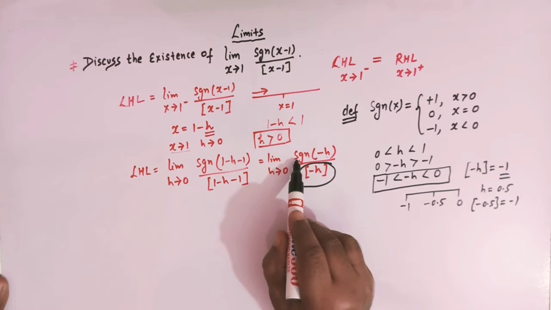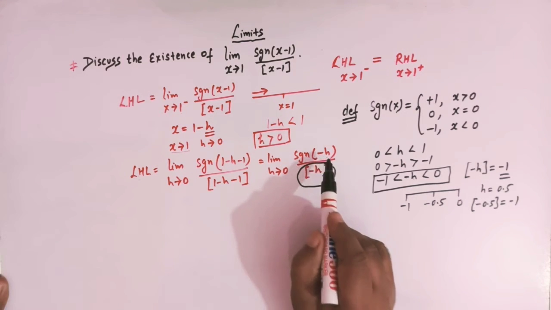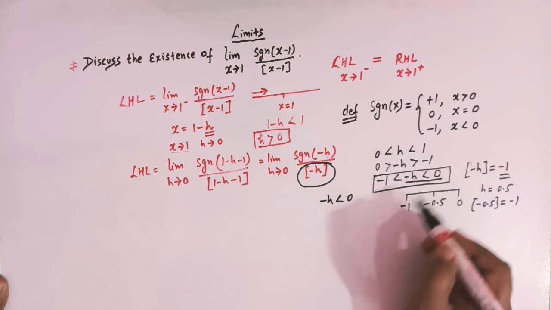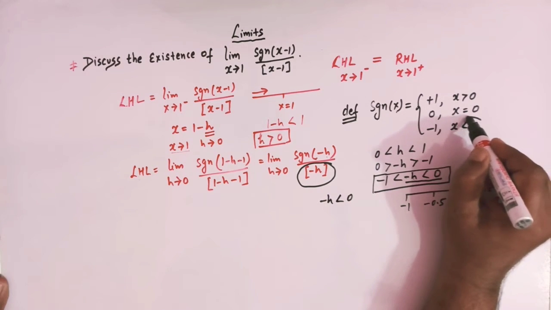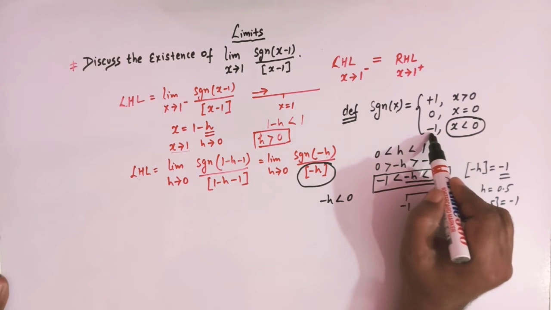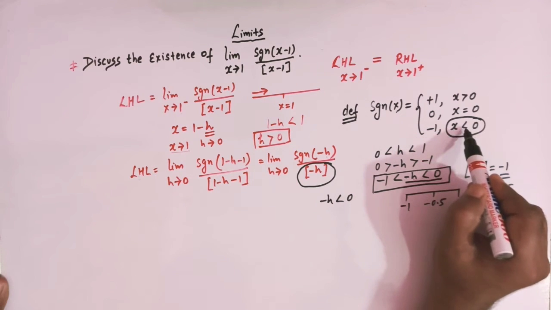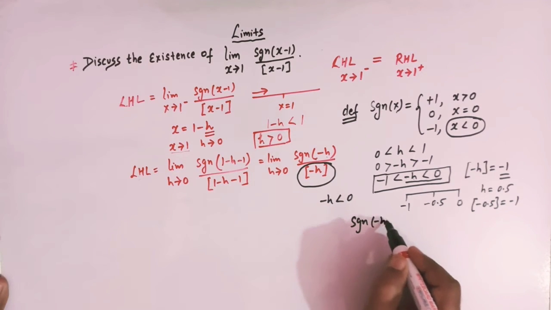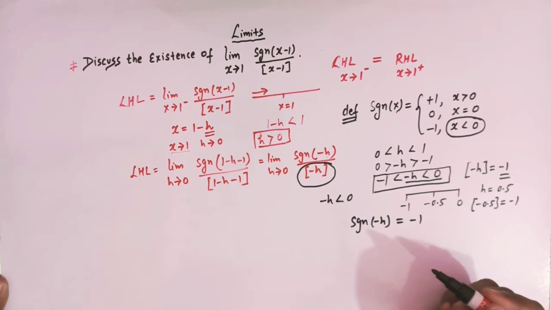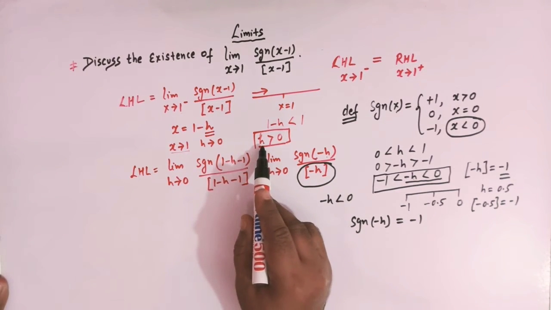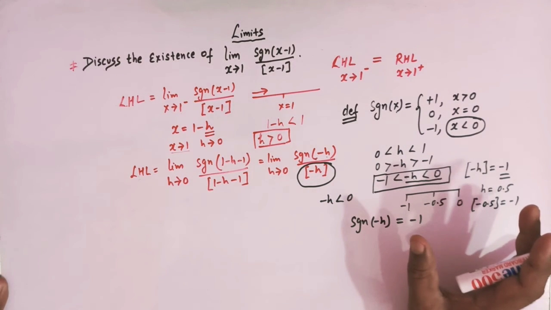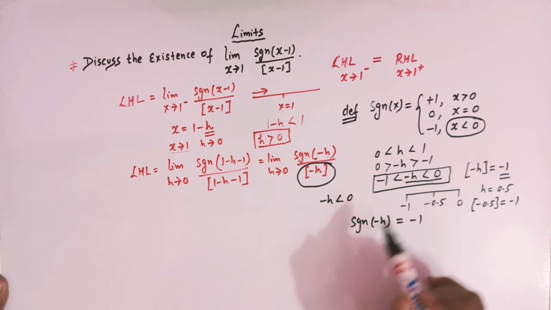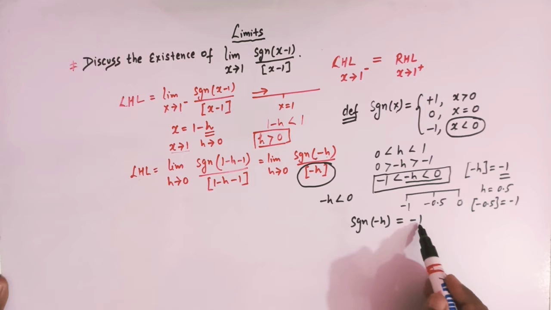Now here we have signum of minus h, and minus h is less than 0 from this inequality. So signum of x will take the value minus 1 whenever x is less than 0. So it means signum of minus h should be equal to minus 1, because h is a positive quantity and minus h is a negative quantity. So for negative quantities, signum of x takes the value minus 1. So signum of minus h is equal to minus 1.